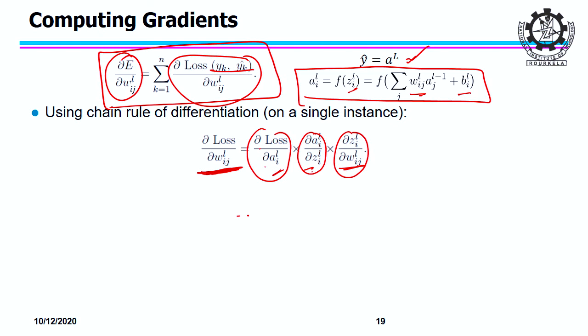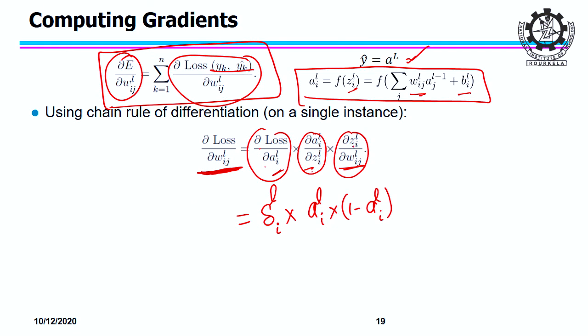For simplicity, we assume this value is delta at node i and layer L. This value, if you remember, we just computed: it is the derivative we did, that is A_i^L into 1 minus A_i^L. You can verify it.